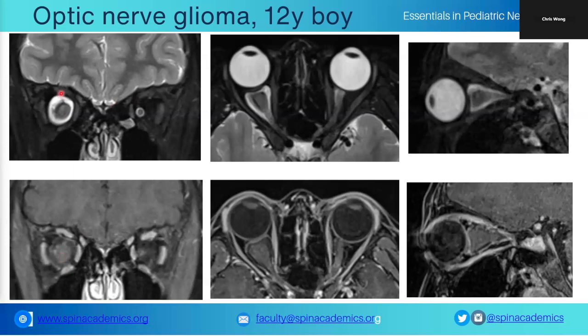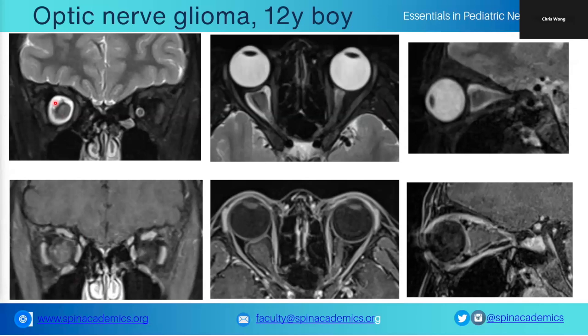And there is a rim of T2 hyperintense signal here, which also shows some degree of enhancement, making this region slightly heterogeneous in appearance. So this region is the perineural arachnoid gliomatosis. So the hallmark of optic nerve glioma is fusiform enlargement of the optic nerve, the nerve substance itself, with tortuosity.